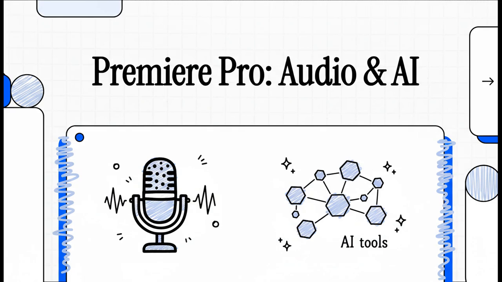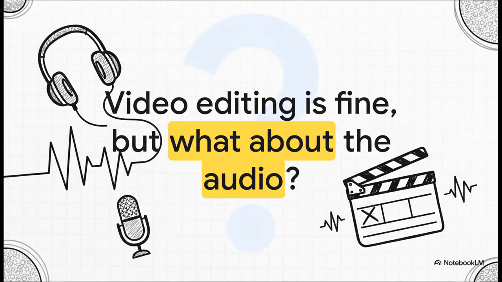Hey everyone, welcome. Today we're going to dive into two things in Adobe Premiere Pro that really separate the good videos from the great ones: getting that perfectly clean audio and using some seriously game-changing AI tools. Trust me, by the end of this, you'll know exactly how to make your videos not just look good, but sound absolutely incredible.